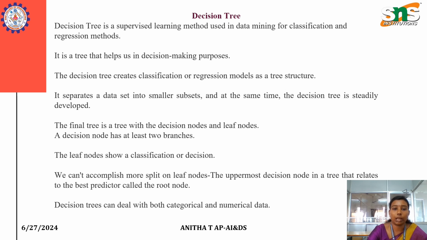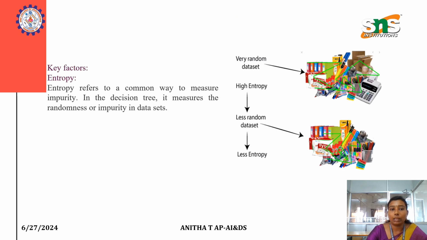A decision node has two or more branches, and a leaf node shows a classification or decision. We can't accomplish more splits on a leaf node. The uppermost decision node in a tree that relates to the best predictor is called the root node. A decision tree can deal with both categorical and numerical data. And these are the key factors. Very random data sets have high entropy, and less random data sets have less entropy. Entropy is a common way to measure impurity. In a decision tree, it measures the randomness or impurity in data sets.